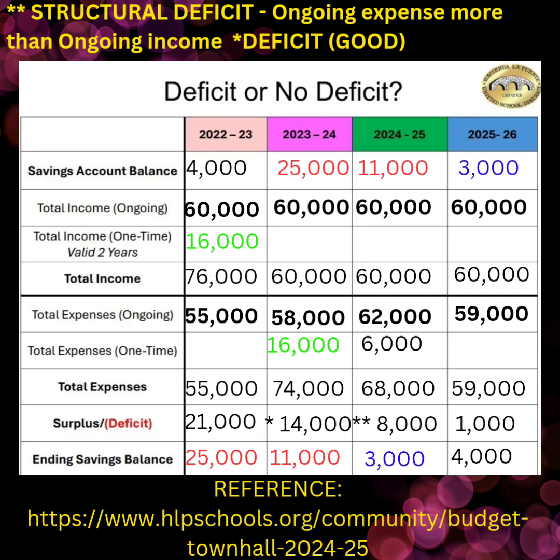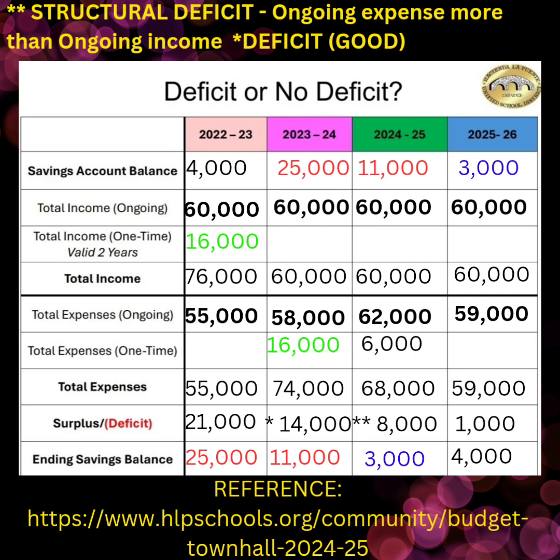Surplus, how much? 1,000. So then your income is also 60,000. What's my ending fund balance? 4,000. 4,000.